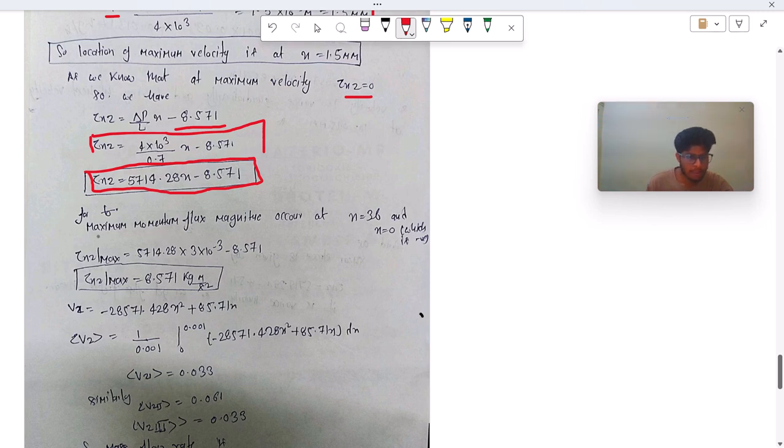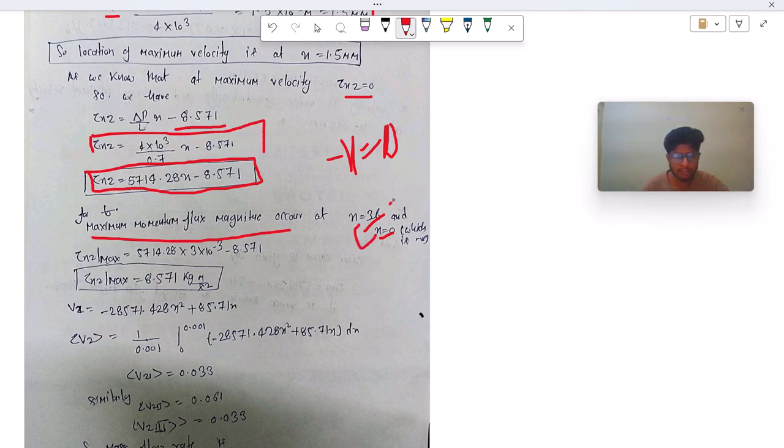So the maximum momentum flux magnitude occurs where velocity will be 0. So velocity will be 0 at 2 points. The first point is x equal to 0, and the second point is x equal to 3v. So our maximum momentum flux is acting at x equal to 3v and x equal to 0. As we are asked for the magnitude, both points will be taken.